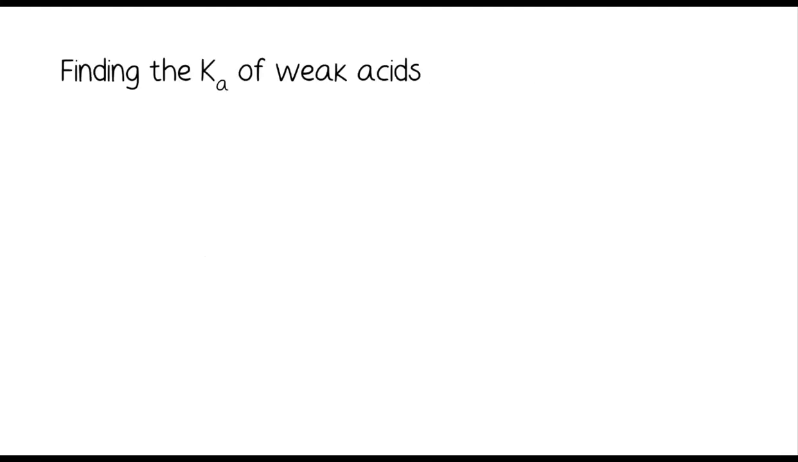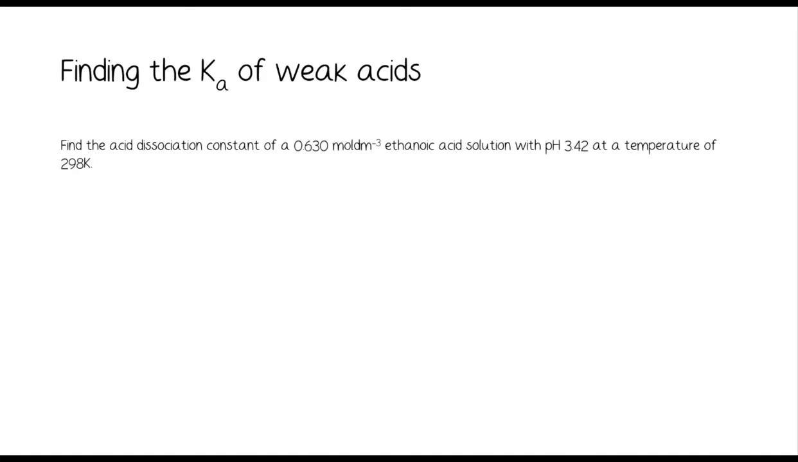Sometimes they might ask you to find the Ka of weak acids, so let's take an example here. Find the acid dissociation constant of a 0.630 mole per decimeter cubed ethanoic acid solution with a pH of 3.42 at a temperature of 298 Kelvin.